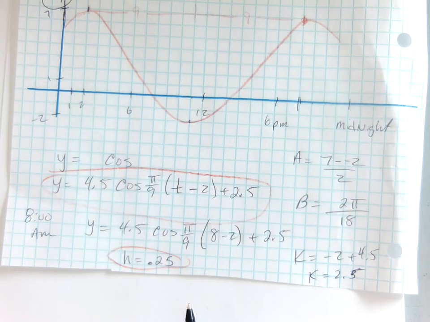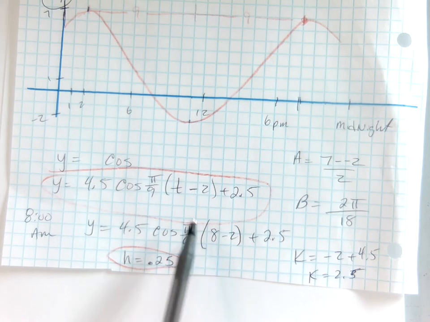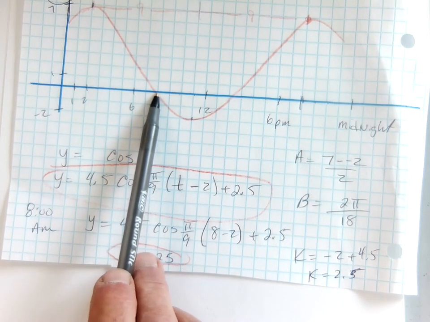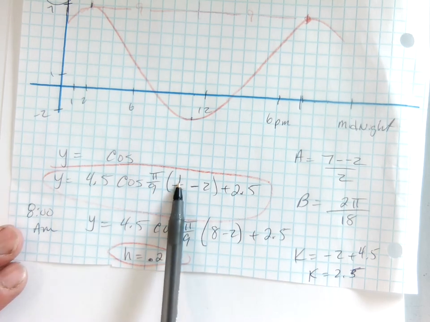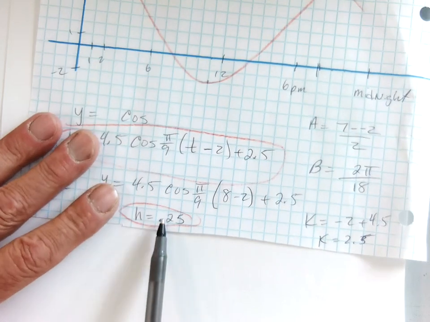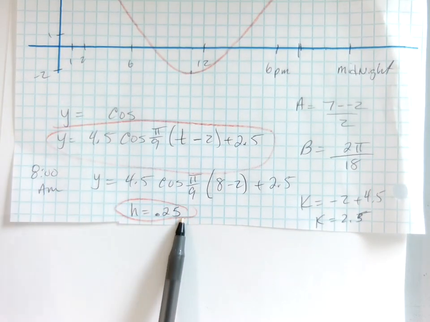Now, if I want to find out what the tide is at 8 o'clock, it looks like it's right about there. It looks like it's about 0. But to get it exactly, I put 8 into my equation for t, and I use my calculator, and I get 0.25 for my height, okay?